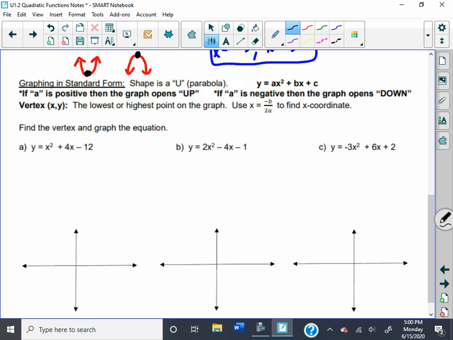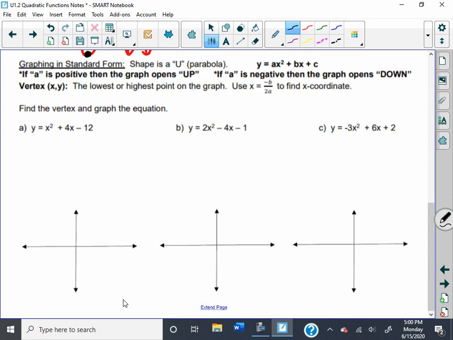And so to find it, we always use the formula x equals negative b over 2a. That's going to get us the x coordinate. And then we substitute that back into the original equation, and that'll get us the y coordinate of the vertex. All right, so here we're going to find the vertex, and we're going to graph the equation also. So I'm going to show you a shortcut on getting a couple points on your graph also.